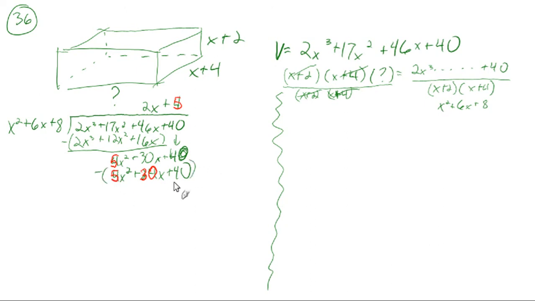And we need to subtract. 5x squared minus 5x squared is 0. 30x minus 30x is 0. And 40 minus 40 is 0. So this is all that's left. 2x plus 5 is question mark.